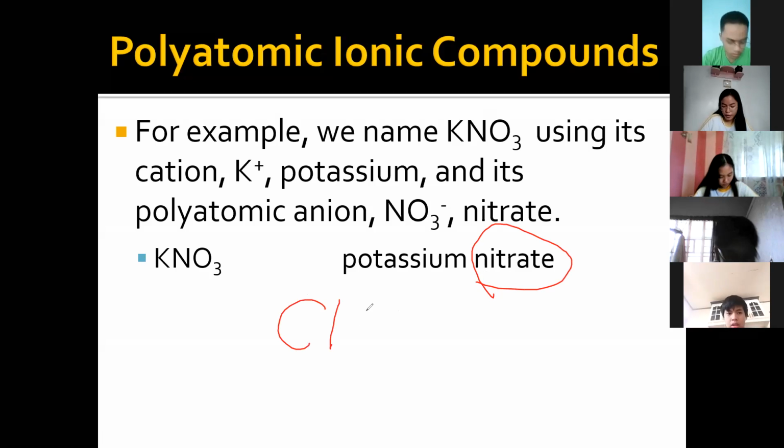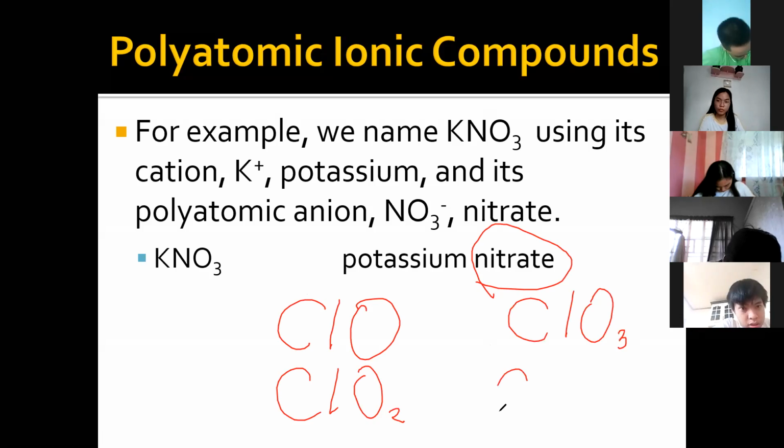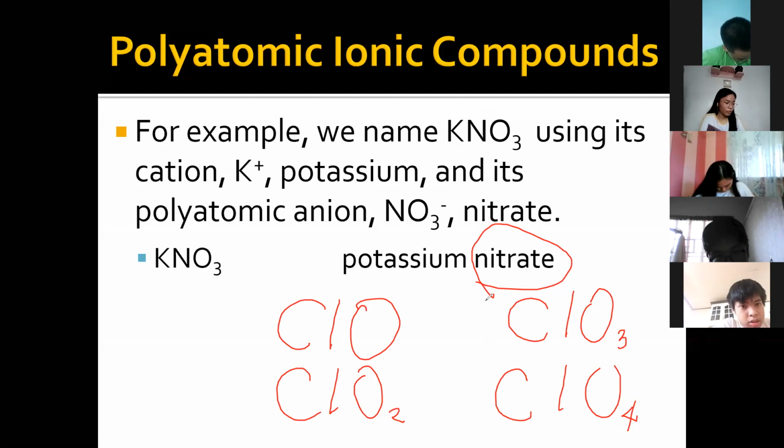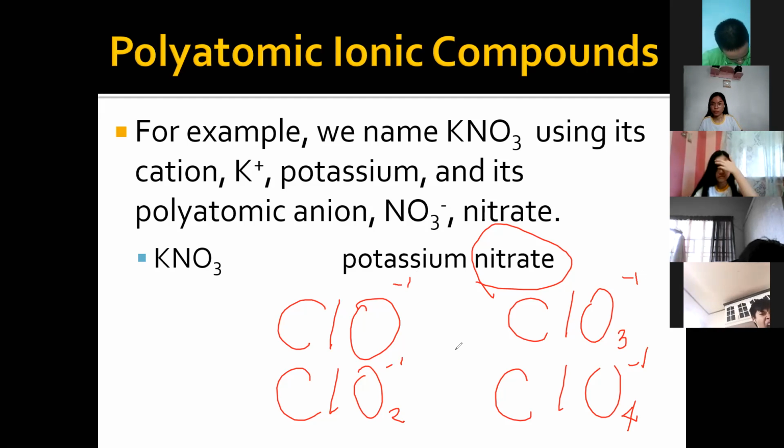Like ClO, ClO2, ClO3, ClO4. They have different names, class, as polyatomic ions. They have different names with respect to your periodic table. The charge here is -1, -1, -1. So how are you going to name a polyatomic ion with the molecular formula of ClO?